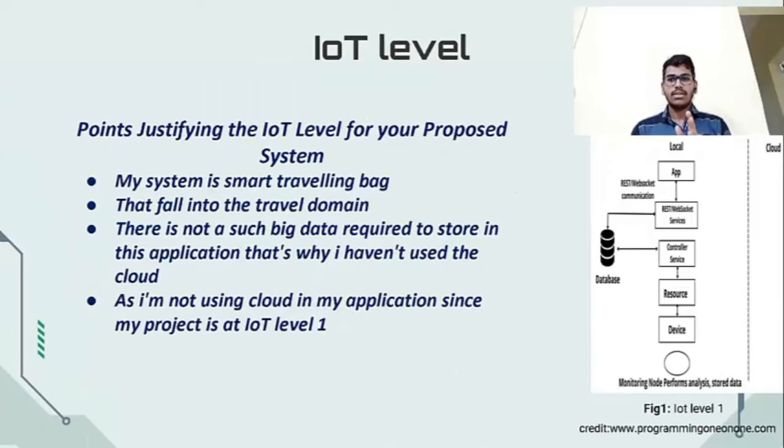IoT level. These are the points justifying the IoT level for my proposed system. As my system is smart traveling bag, that falls into the travel domain. There is not such a big data required to be stored in this application. That's why I haven't used the cloud service, and since I'm not using the cloud service in my project, my project is at IoT level 1.